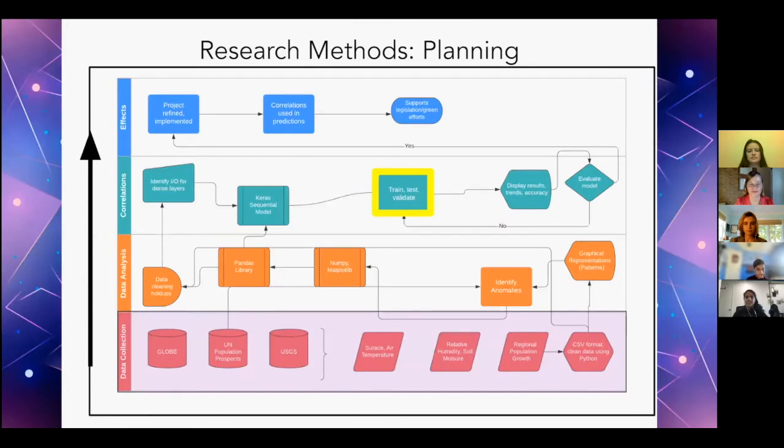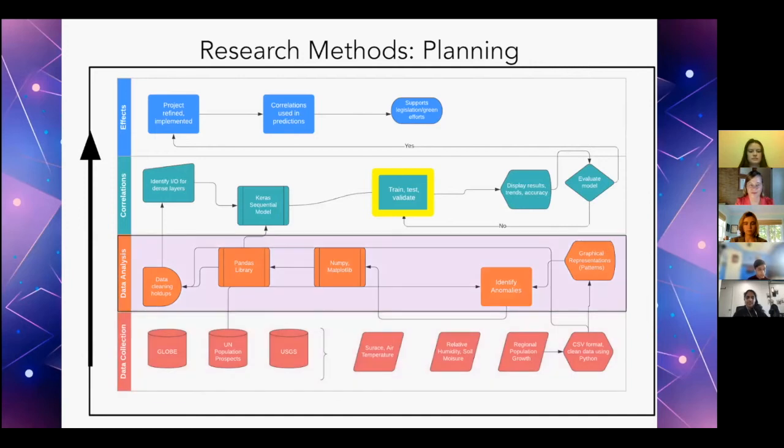So there's a lot going on the screen, but let's just focus on the three main stages of part one, which is the computational modeling section. So the first stage is data collection. We use the Globe Advanced Data Access Tool and Visualization System, as well as the UN Population Prospects Database and the US Geological Survey as input data sources.